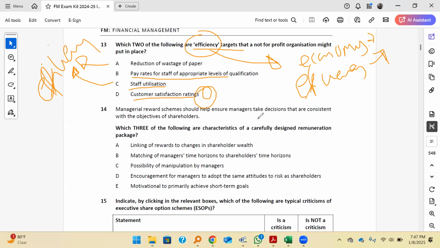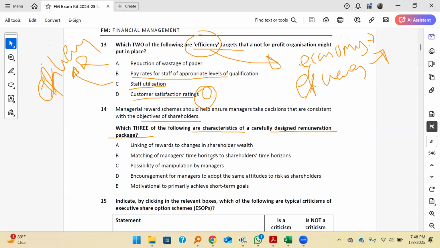Then we have another question here looking at managerial reward schemes. Should help ensure managers take a decision that is consistent with the objectives of the shareholders. And they're saying which three of the following are characteristics of a carefully designed remuneration package. So when it comes to remuneration, if you're paying the people, what is the characteristic that that package should have? So if we read through them, we shall see which one is the correct answer.